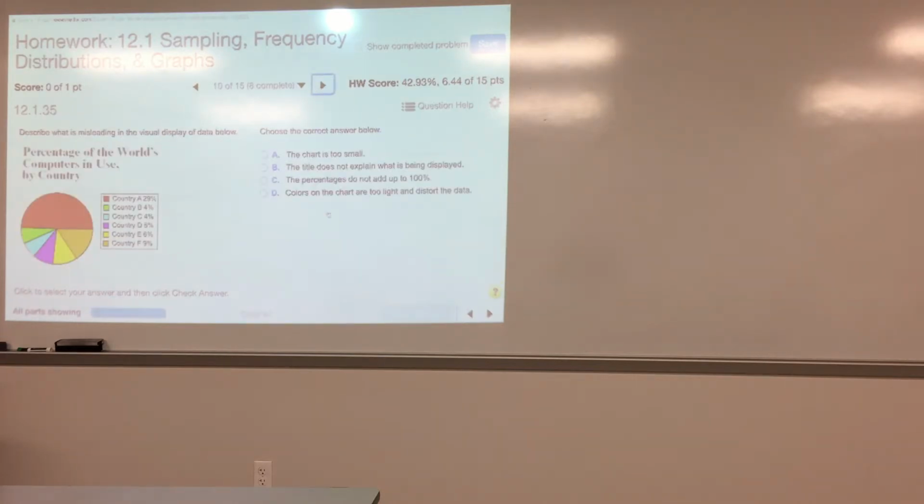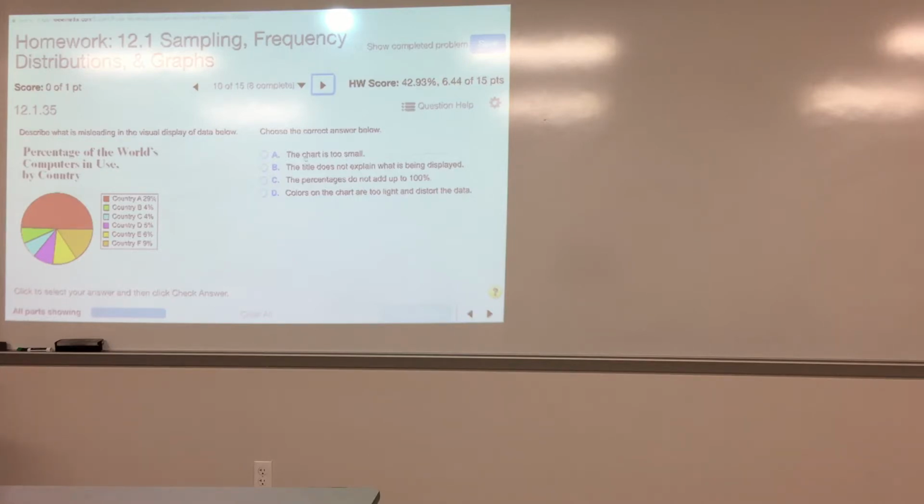Okay, let's take a look at this next one, shall we? It says, describe what is misleading in the visual display of data below. Okay, so it says this is the percentage of the world's computers in use by country. Country A, which is this part, is supposedly 29%, and all these others are their respective percentages. Okay, what's misleading about this?